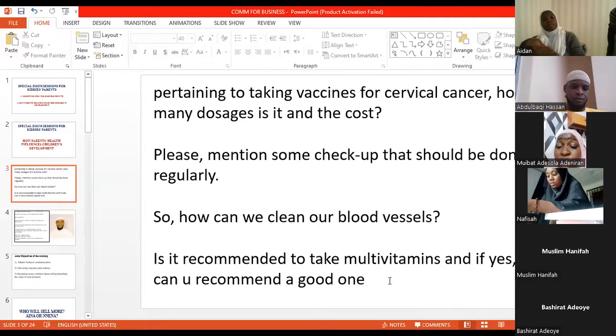Because the truth of the matter is we are not going to lie to you. There's nothing without side effects. Even paracetamol has its own side effect. Excessive vitamin C has side effects. Excessive everything has side effects. So I'm not going to recommend any multivitamin to you.